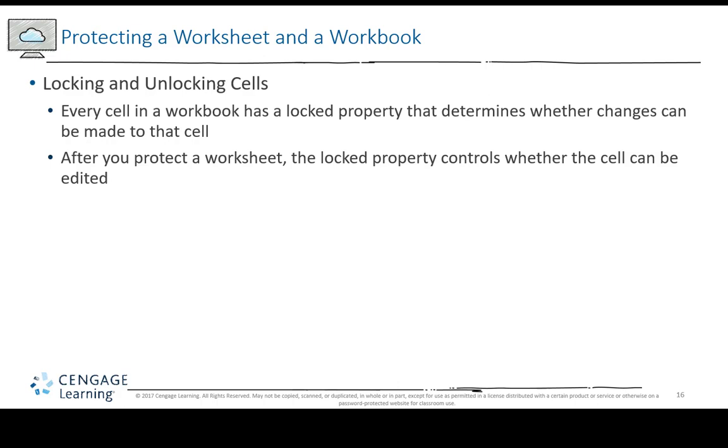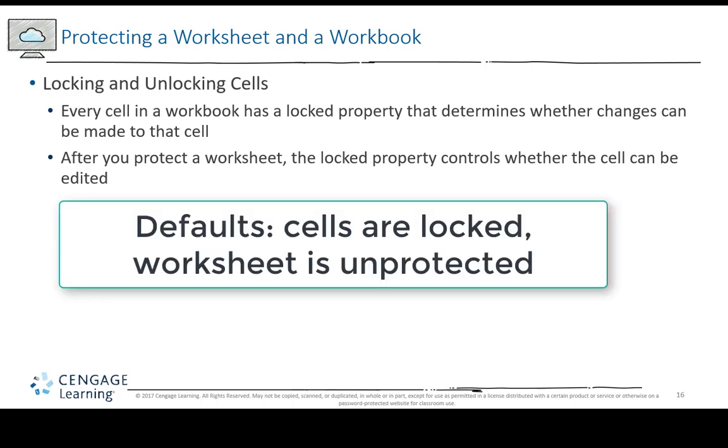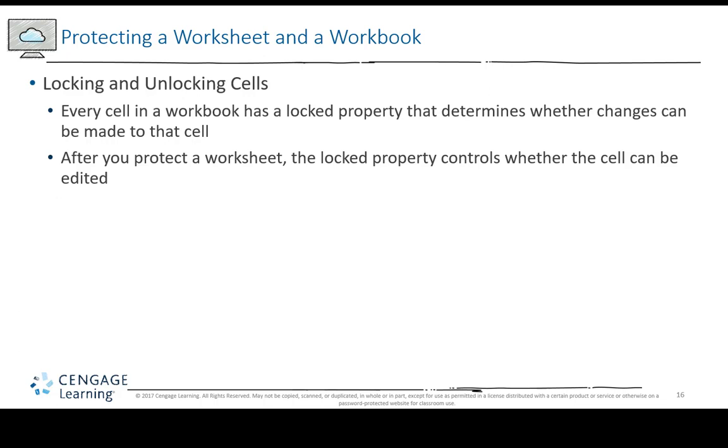Another method of protecting worksheet data is to lock cells. Every cell in a workbook has a locked property that determines whether changes can be made to that cell. The locked property has no impact as long as the worksheet is unprotected. After you protect a worksheet, the locked property controls whether the cell can be edited. Unlock a cell by turning off the locked property.